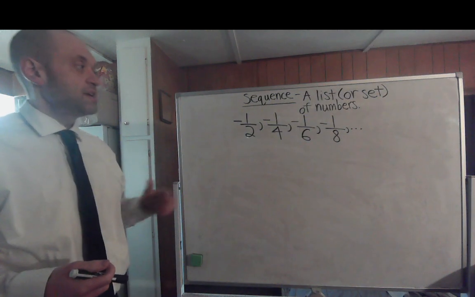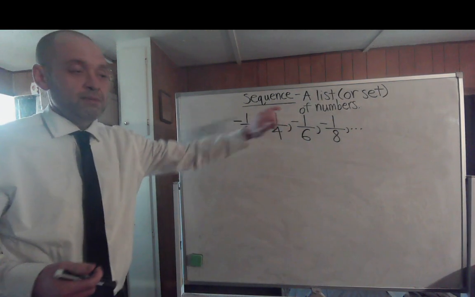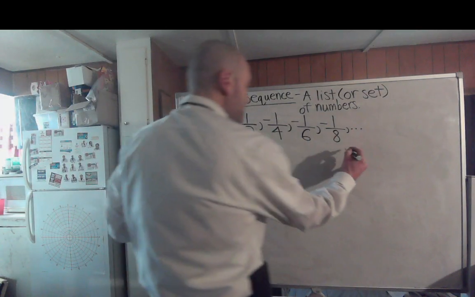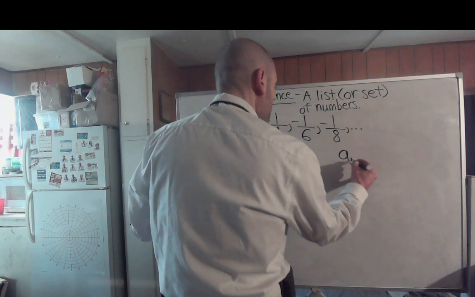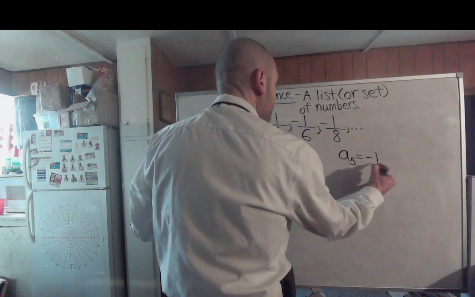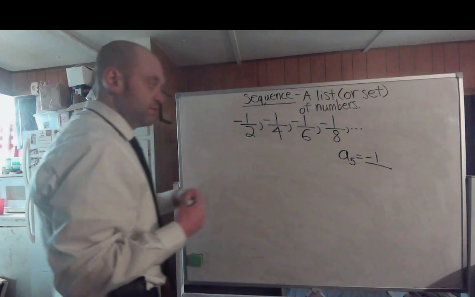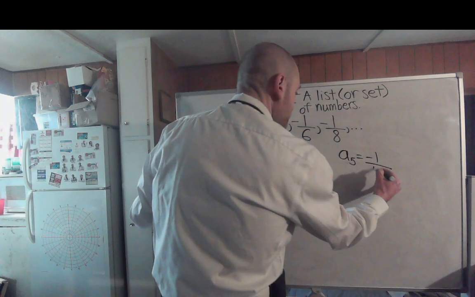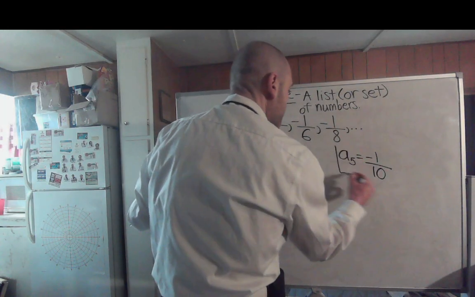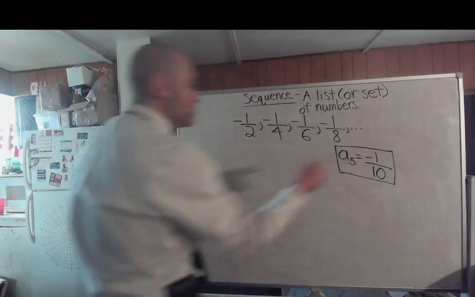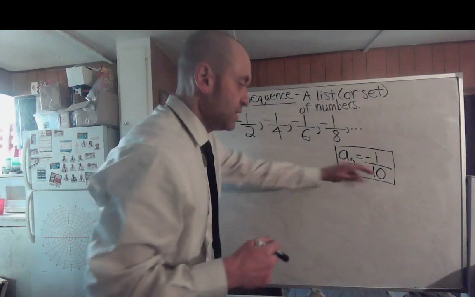We notice that the numerator's staying the same, negative 1. So let's find the 5th term. We know the numerator is going to be negative 1, that much is a given. But the denominator increases by 2 for each one, right? So that means the next term should be negative 1/10. That's exactly what we should get for the 5th term, negative 1/10.